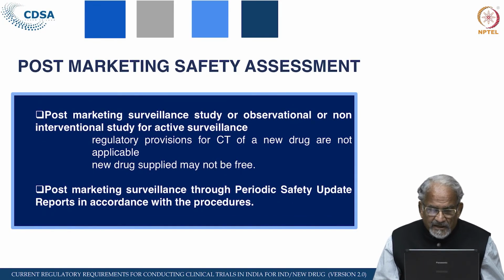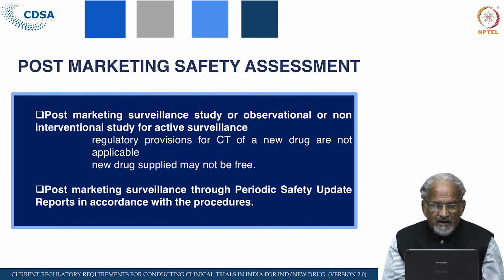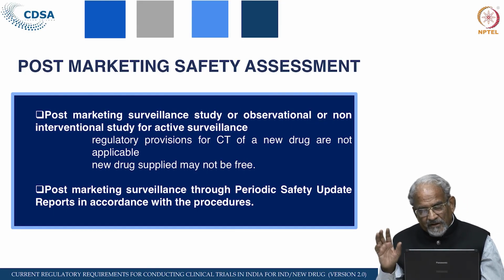The second thing is post marketing surveillance or observational or non-interventional study for active surveillance. That is, there is a regulatory provision of CT of new drug, this is not applicable. That means no compensation and the new drug supplied may not be free. So, the clarity is now: phase 4 trial where there is a DCGI direction to do it, there is a protocol which has been approved. In this case, all rules of clinical trial will follow, including compensation, and the drugs have to be free of cost. Whereas another category is the post marketing surveillance study, where this is not regulator directed, no protocol approval is required, and in this case the drug is also not free.